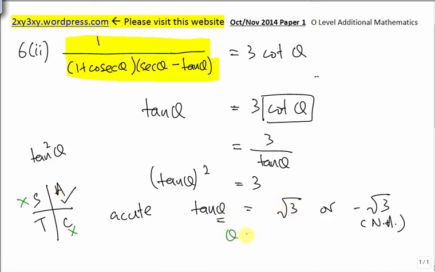So theta will be equal to tangent inverse square root 3. Now the question requires us to express the answer in terms of radian. So if you want to get the answer from the calculator, make sure your calculator is in radian mode. Or if you can remember, tangent inverse square root 3 is actually a special angle, which is 60 degrees. 60 degrees is actually equal to pi over 3 radian. Okay, this is the answer.